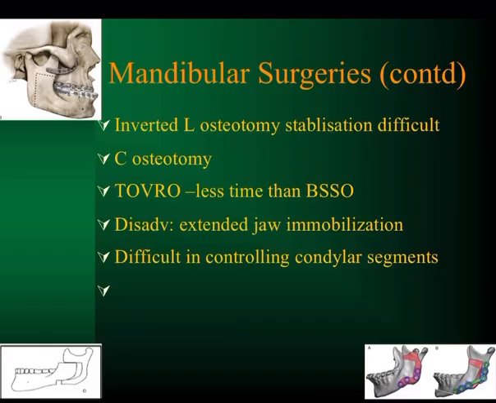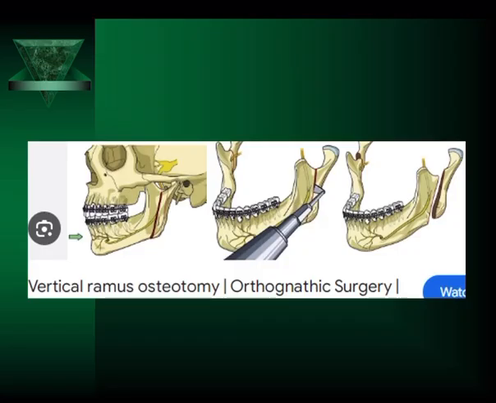Mandibular surgeries, inverted L osteotomy: stabilization is difficult. C osteotomy, then the TOVRO has less time than BSSO, and the disadvantage is extended jaw immobilization, and there will be difficulty in controlling condylar segments. So this is a vertical ramus osteotomy.